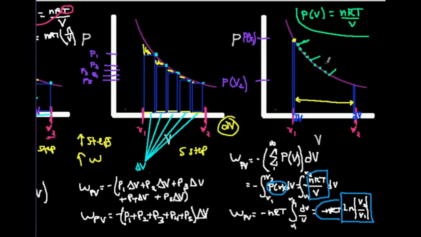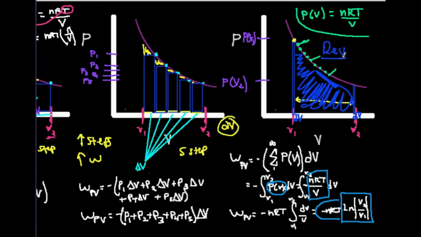No yellow space there, which means all of the area is going to be accounted for under this curve. And because work is the area under the curve for a PV graph, the work is maximized. So this right here is the reversible process.